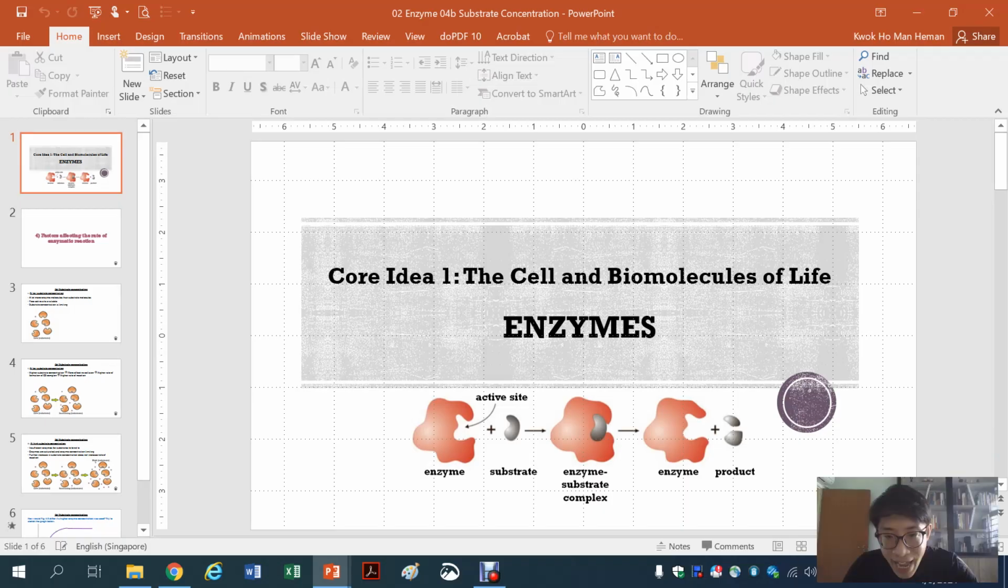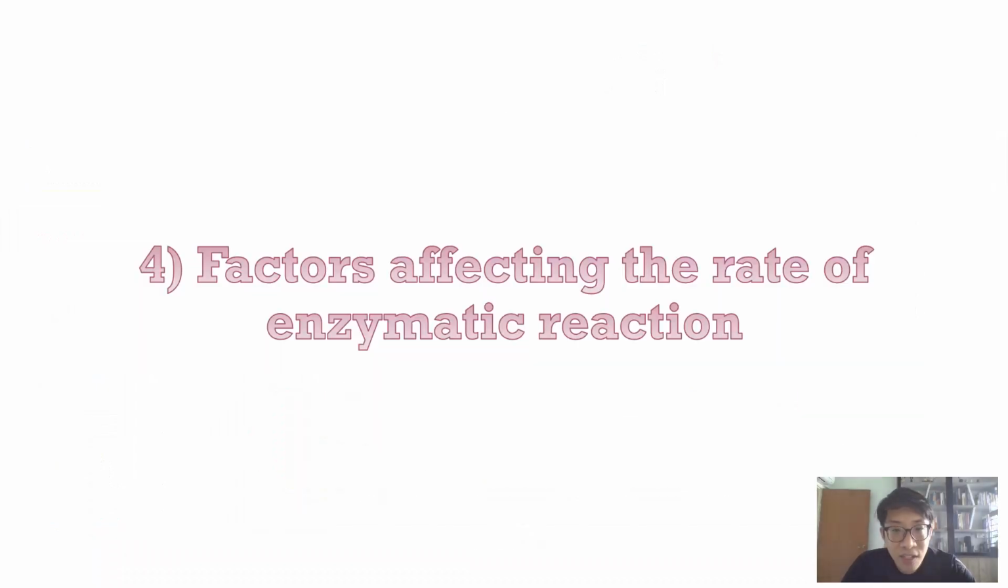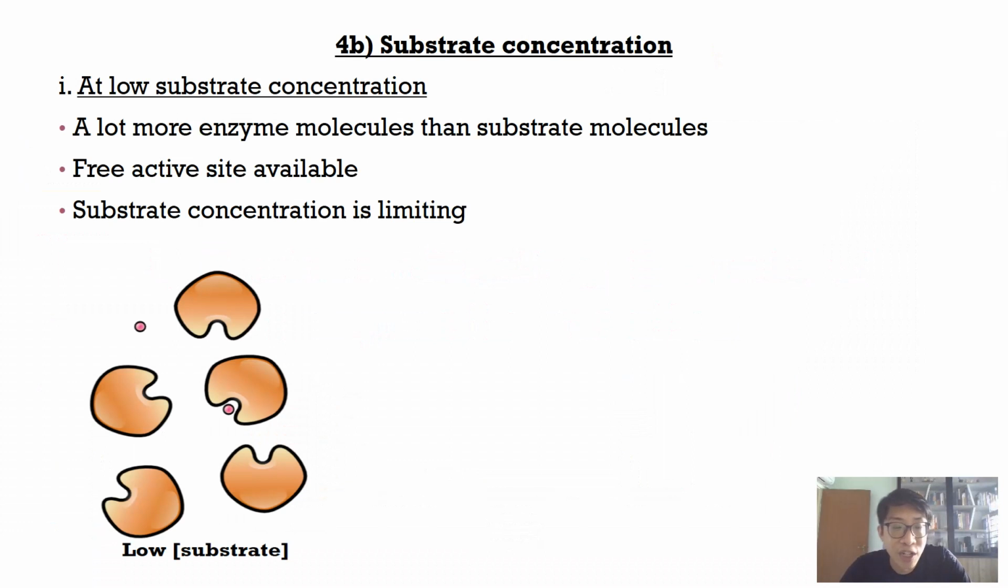Alright, now we'll be looking at the second factor, the substrate concentration. So at low substrate concentration, there are more enzyme molecules than substrate molecules. The substrate concentration is the limiting factor. At any one time, there are free active sites available because there are more enzymes than substrates, right?